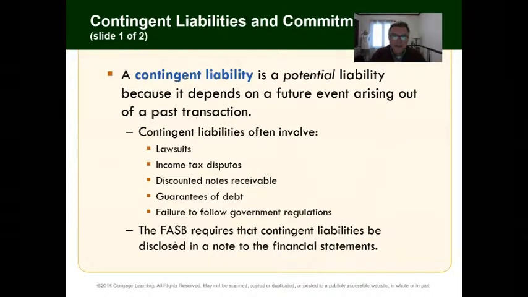A contingent liability is a potential liability because it depends on a future event that may or may not happen. Like a lawsuit. The company I'm in right now, we're involved in a lawsuit. I'd have to check, but I'm pretty sure we're actually suing somebody. They're not suing us, so our exposure is pretty minimal except for some attorney's costs. But you can see failure to follow government regulations, that's a contingent liability. Guarantees of debt, all that sort of thing.